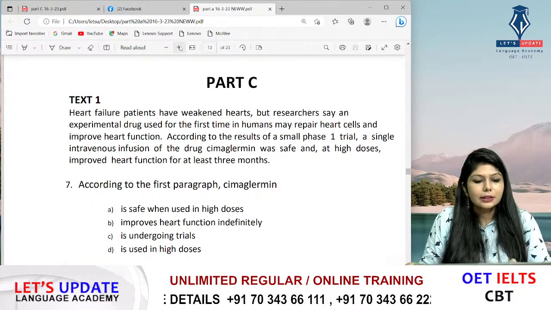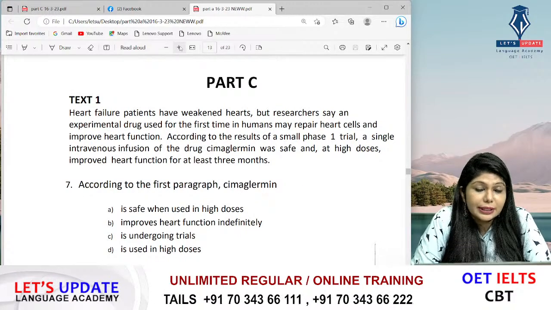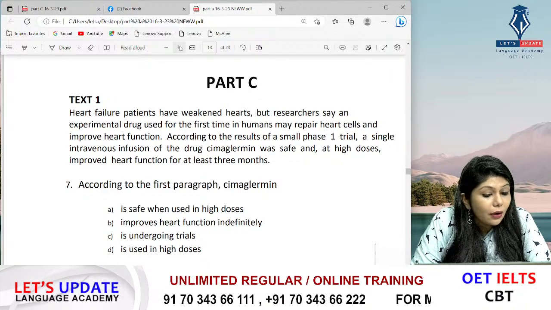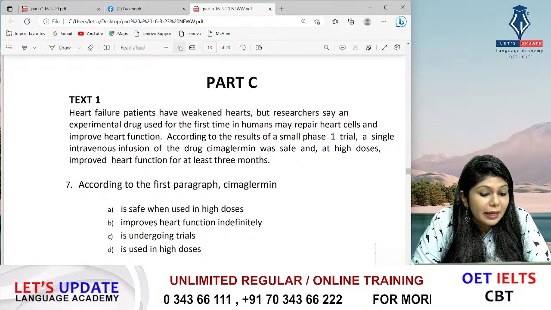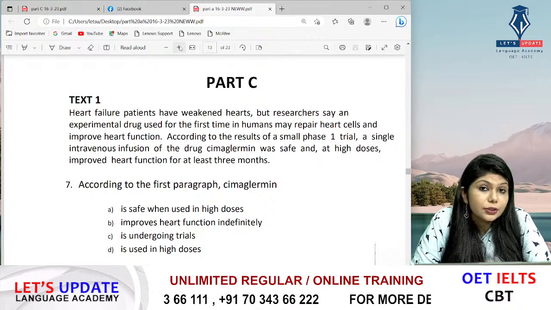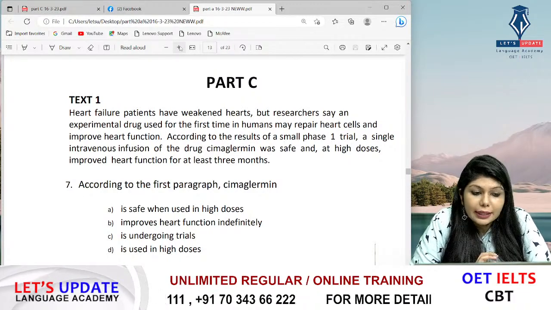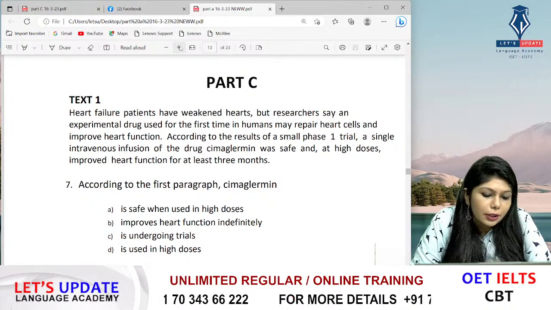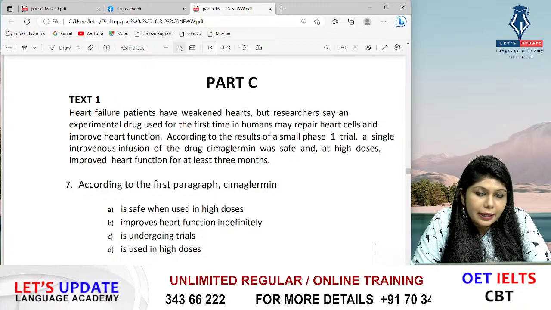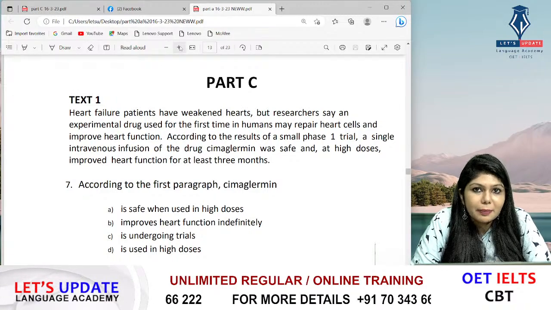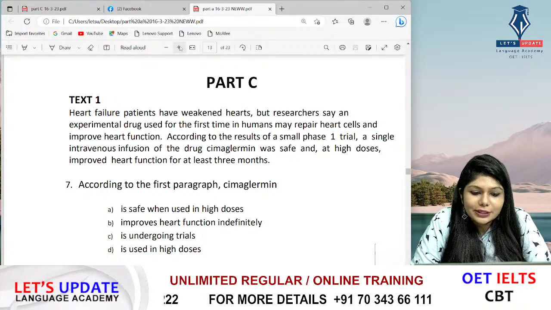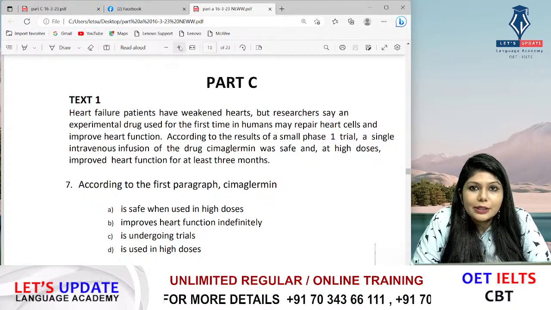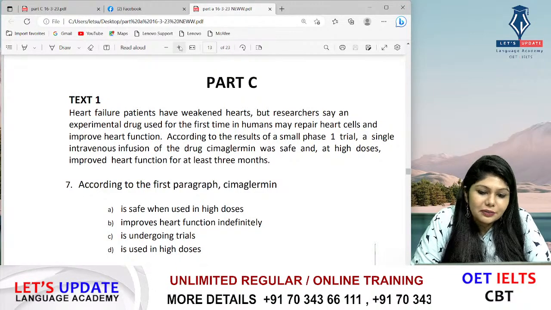As you can see on the screen, the first question, that is the seventh question, is according to the first paragraph. So in the very first paragraph, what do they actually intend to talk about in this particular scenario? You can read this paragraph, and I'll just give you a minute to read it. It's a very small paragraph. Decide and choose the most appropriate answer, and then we'll discuss together.